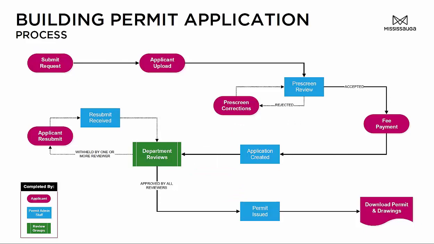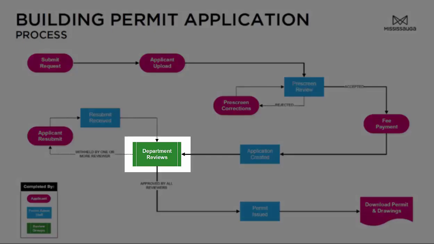The application will then be circulated to all of the necessary review groups. A department review task will be created for each of the staff members assigned to this application. At this time, reviewers are determining if they can approve the application within the scope of their review. For example, building, mechanical, and plumbing reviewers are reviewing the proposal to confirm if it meets the requirements of the Ontario Building Code. One of the main objectives of this is to determine if the proposal is safe.